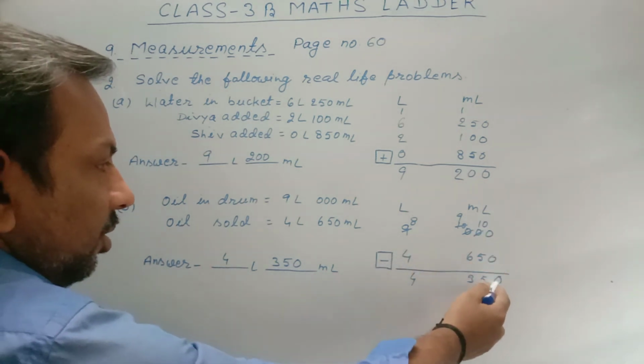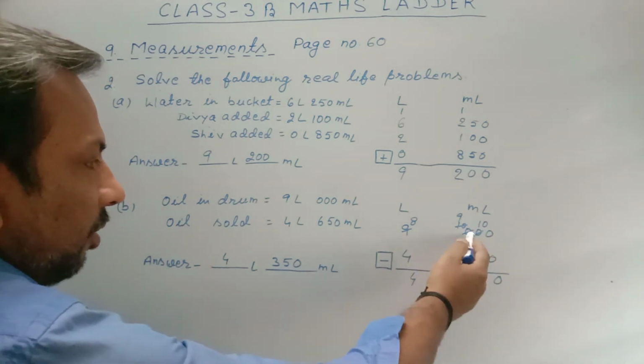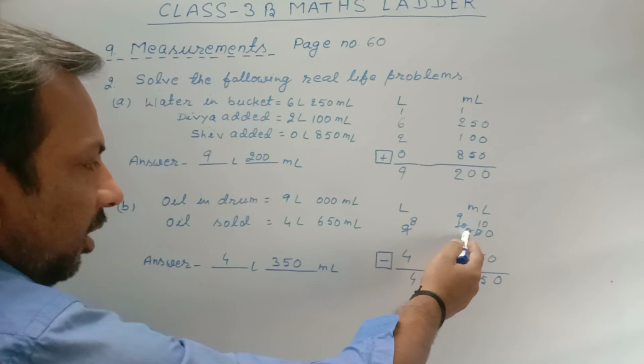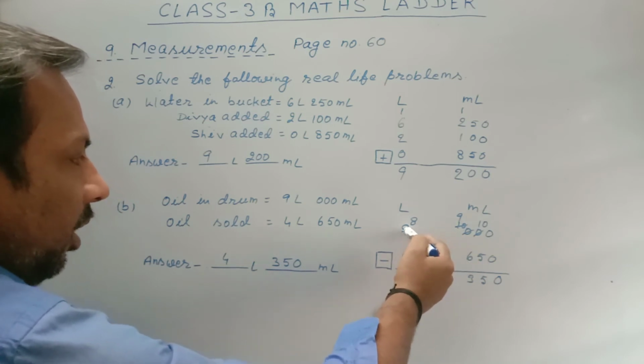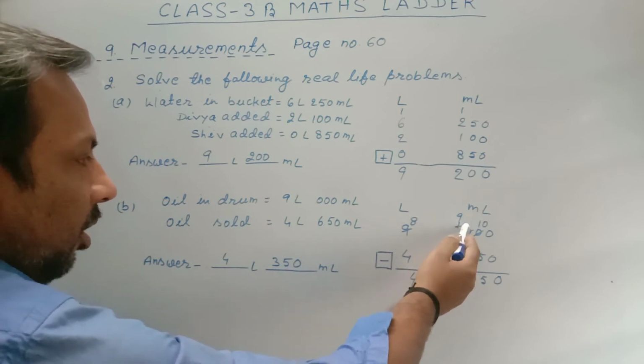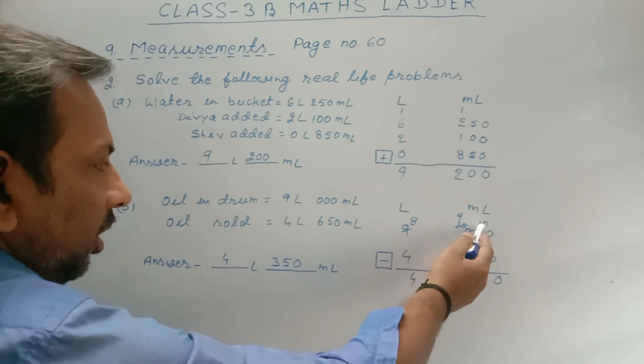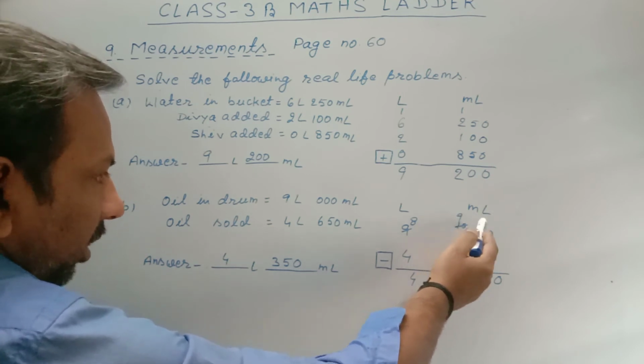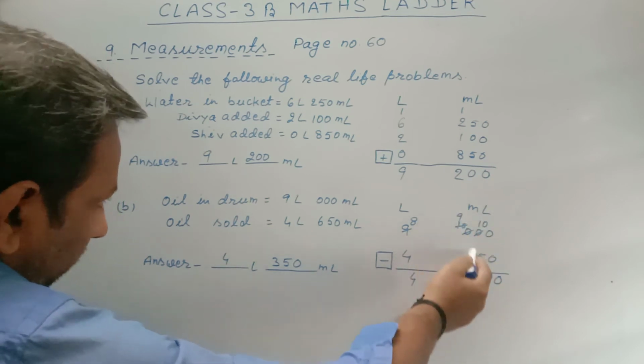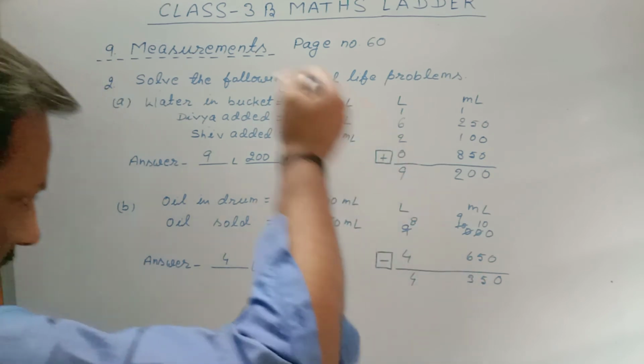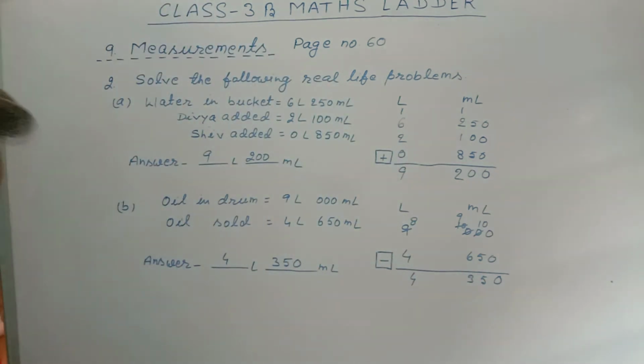0 minus 0, 0, 0 minus 5 is not possible. Take 1 from here, but it is 0, it can't give you 1. Take 1 from here, it became 8, now it became 10. From this take 1 from here, so it became 10, it became 9. 10 minus 5, 5, 9 minus 6, 3, 8 minus 4, 4. So 4 liter 350 milliliter oil is left in the drum.